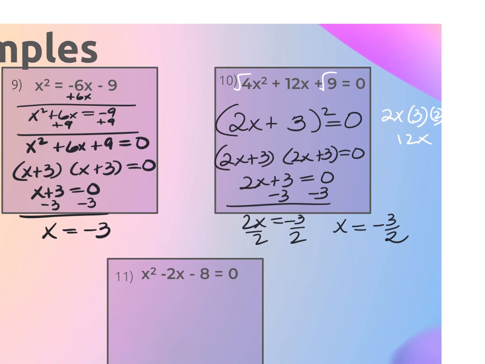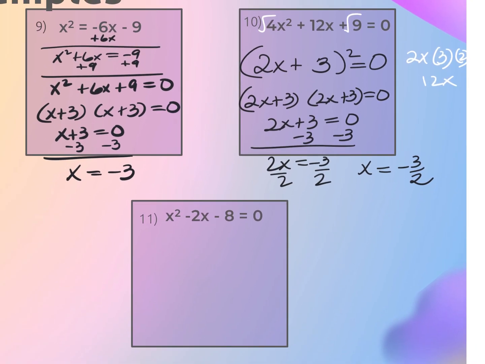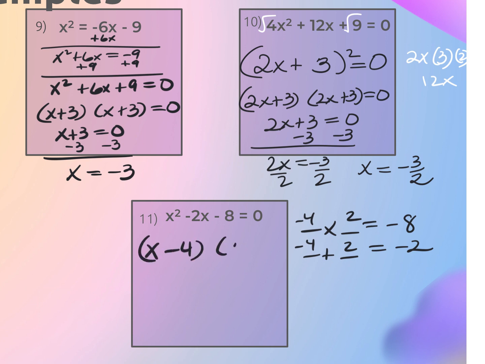Now, if you notice, number 11 looks like the same problem we did in number 4. However, the signs are different. So I'm looking for two numbers that multiply to give me a -8, but who add to give me a -2. So this is actually going to be -4 times +2. So this time the signs are different. So x minus 4, x plus 2. Set each of the factors equal to 0.